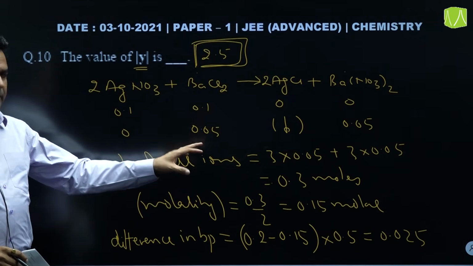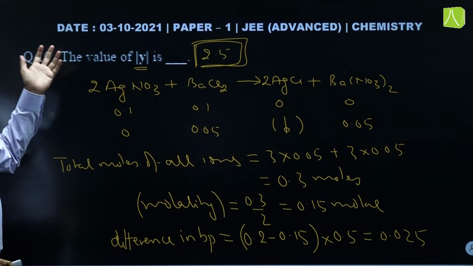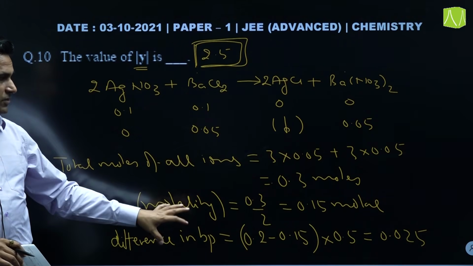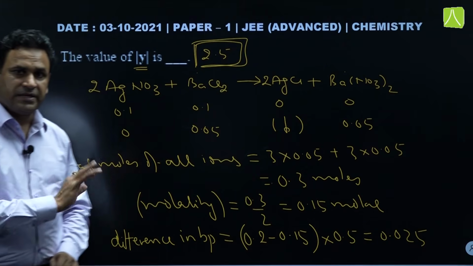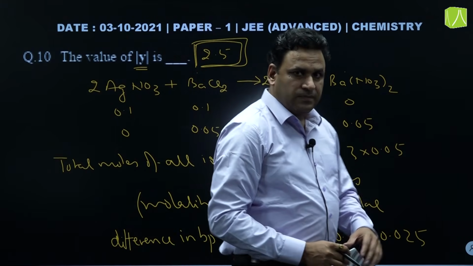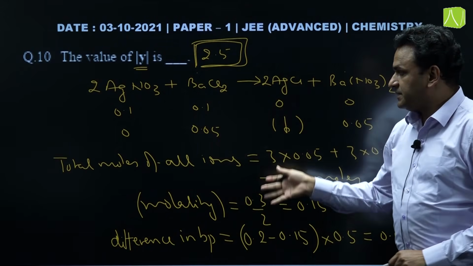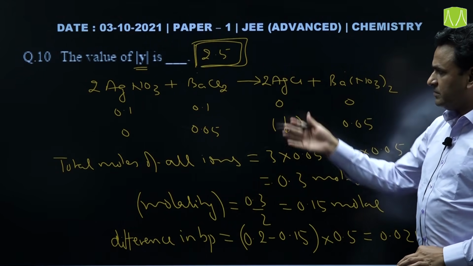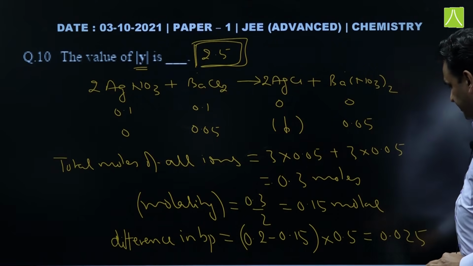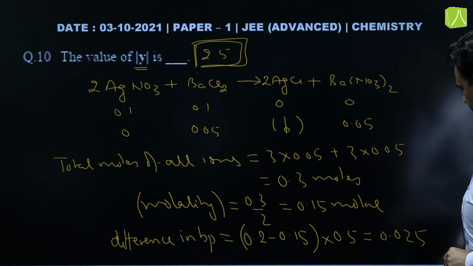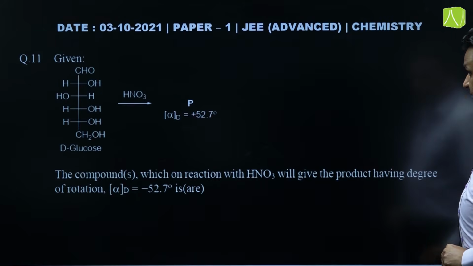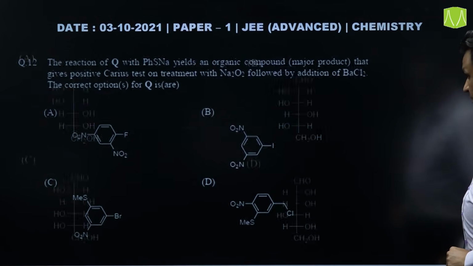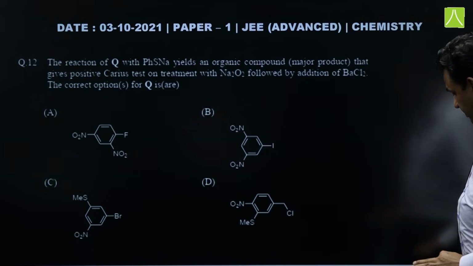This is definitely a better question in comparison to question number 9. This is again based on colligative properties only. We have to calculate the effective number of particles in the solution, and after this calculation we will be getting the answer. I think it should be clear. Colligative properties, not a tough question, but definitely the 10th question involves some calculations. Next question from physical and inorganic, question number 11 is of organic chemistry. Question number 12 is also from the organic side.